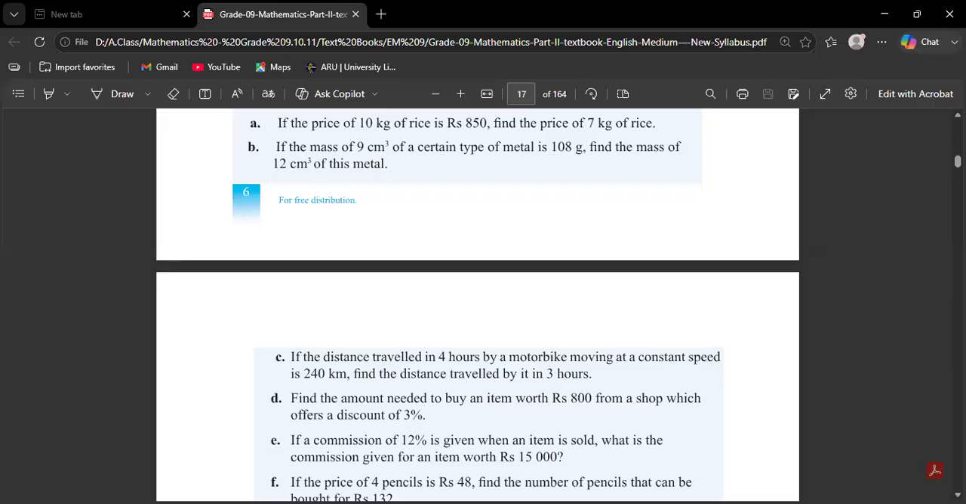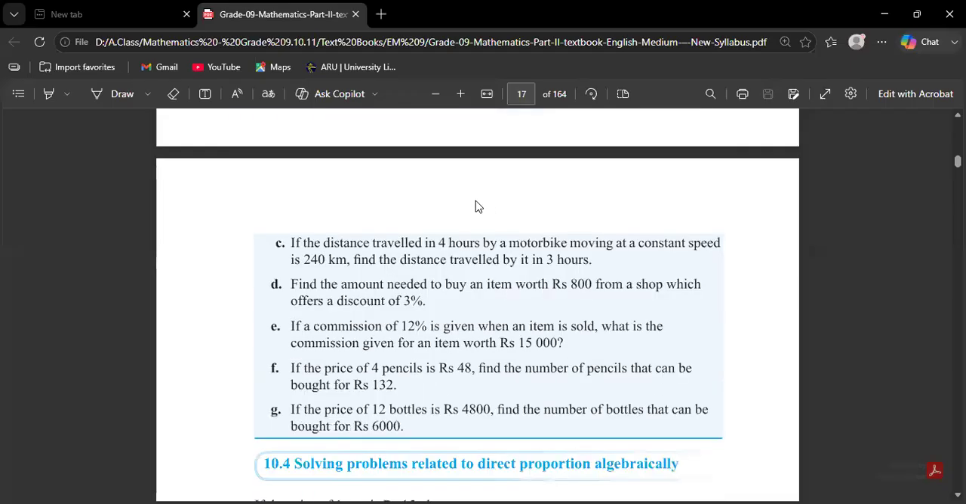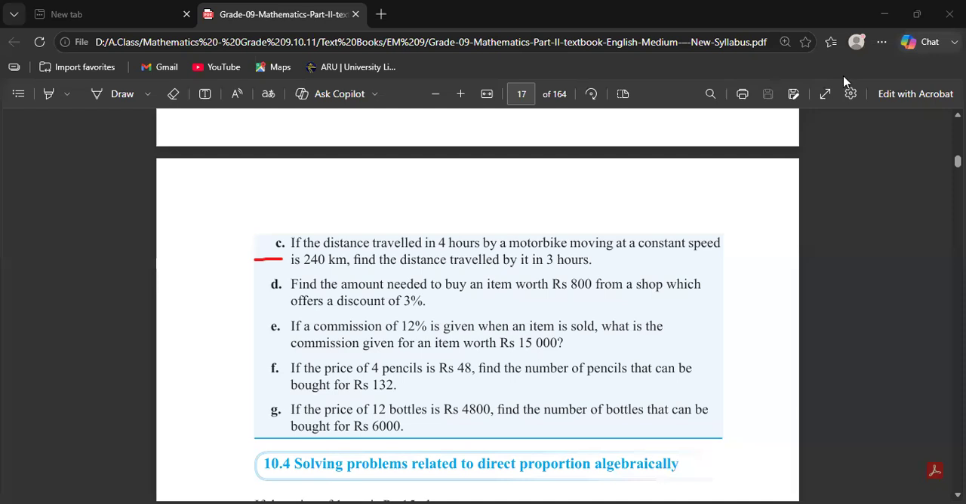Dulita, got it? Okay, C. What about C? So this one.